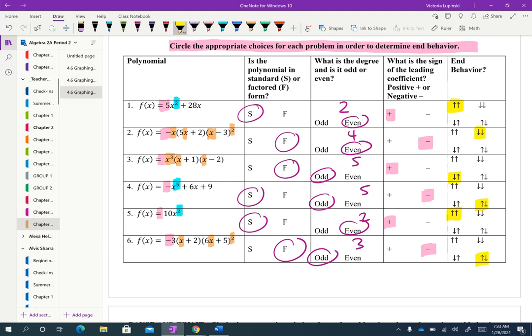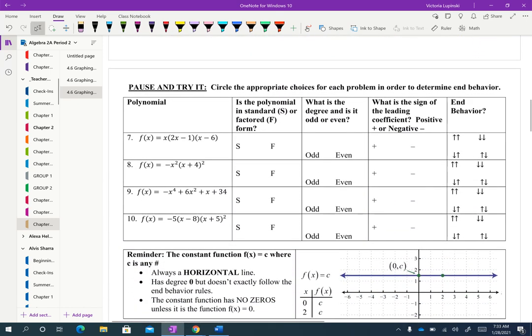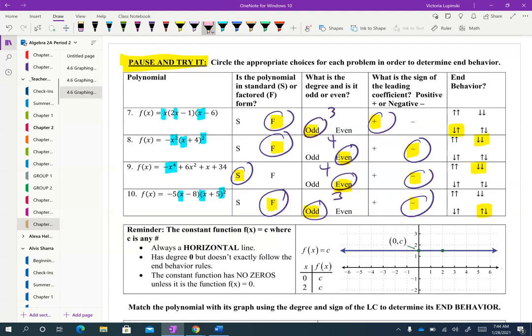So again, these are the skills that have to be almost automatic for you to be able to both match and create graphs. So I'm going to call this next set of examples a little pause and try it. So if you're watching the video on your own, I suggest you pause, see if you can answer the next 4 questions, and then when you're done, start the video again. You'll see the answers. If you're watching this with your teacher, they'll pause it for you and give you a chance to try it. All right, so here are the answers to the pause and try it.